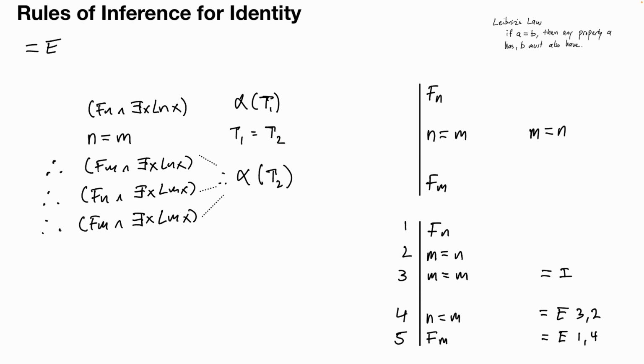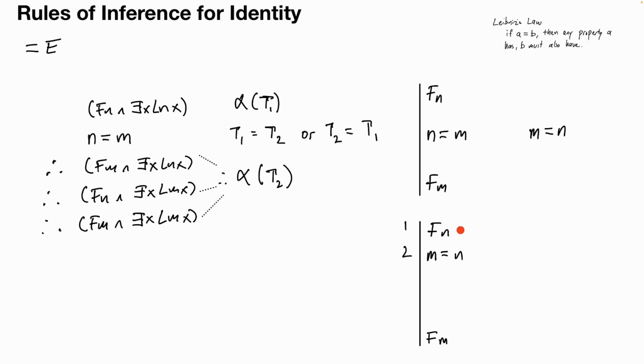But so is the identity tau2 equals tau1, where the term you want to swap in appears first, and the term you want to swap out appears second. Either one is fine. With that version of the identity elimination rule, we can go directly from Fn and m equals n to Fm.